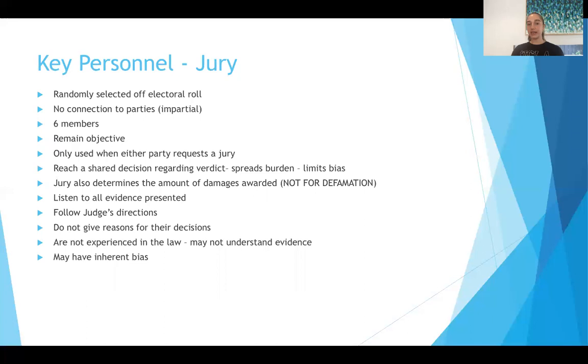Now we move on to the key personnel. The jury is 6 members of the community randomly selected off the electoral roll who cannot have any connection to the parties. So they must remain objective and impartial throughout the entire trial. For civil law, juries are only used when either party requests it, and the party who requests the jury must pay for the jury.